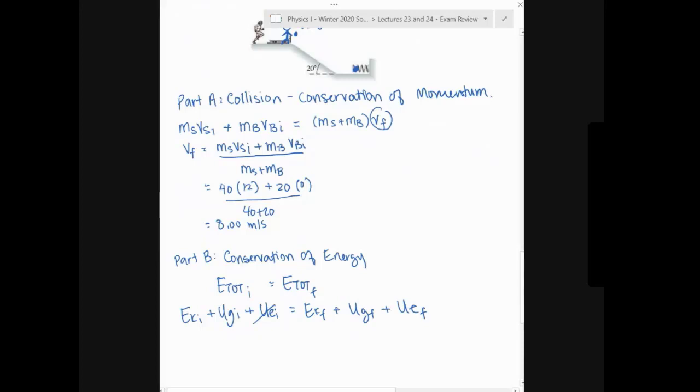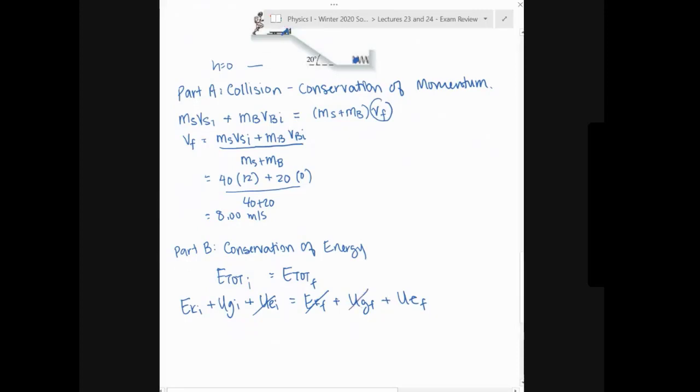And then final, when the two of them, the bobsled with the person on the bobsled, come down and compress the spring, what kind of energy exists at the end? Elastic potential. Yeah, good. There's no kinetic energy. And if we say that the height is zero at the bottom here, then there's no gravitational potential either. Good. So now we can put in our formulas.